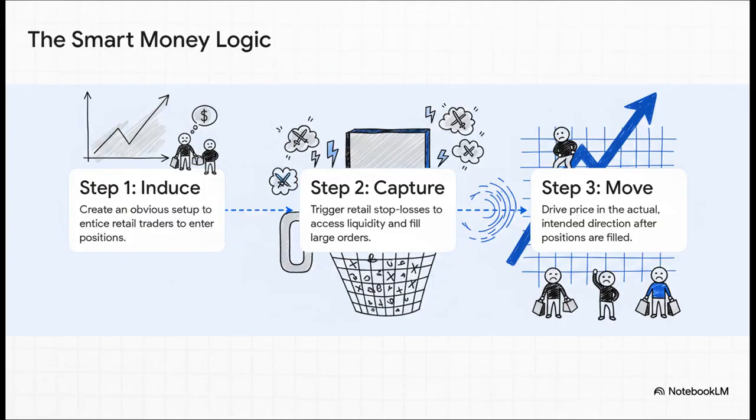The whole process follows this simple 3-step playbook. Step 1, inducement. They create a setup that looks so obvious it practically begs retail traders to jump in. Step 2, capture. They push the price just far enough to hit all of those stop losses, which gives them the liquidity they need to fill their massive positions. And then, step 3, move. Now that their orders are filled, price is free to move in the real direction they intended all along.